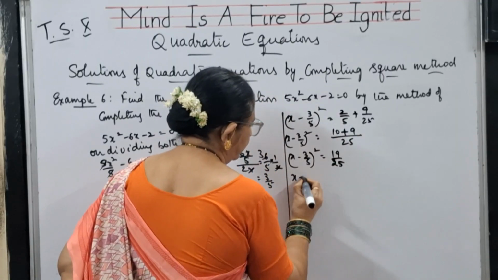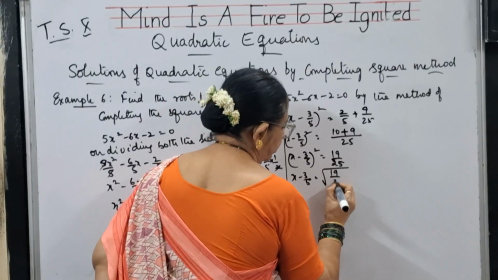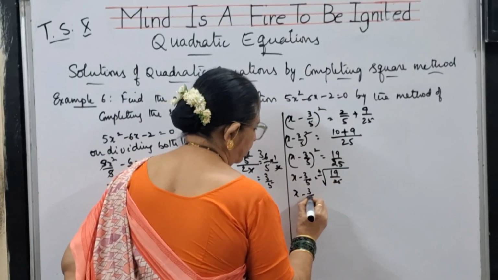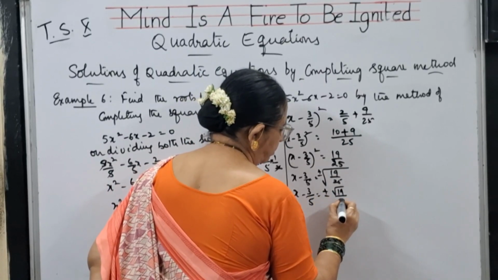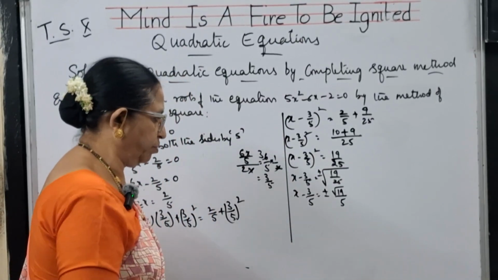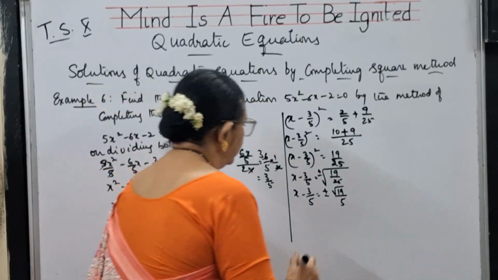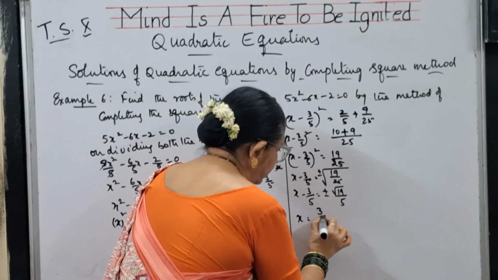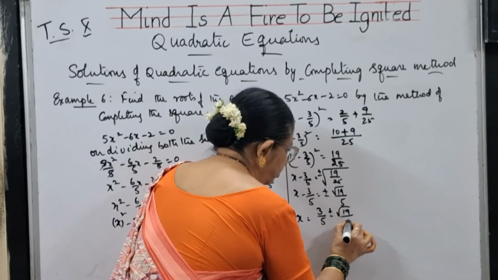So what is x minus 3 by 5? Root of 19 by 25, plus or minus. That means x minus 3 by 5 is equal to plus or minus root 19 by 5, because 25 is a perfect square number, so I can take 5 out of the root. So here x is equal to what? Minus 3 by 5 comes to the other side, 3 by 5 plus or minus root 19 by 5.